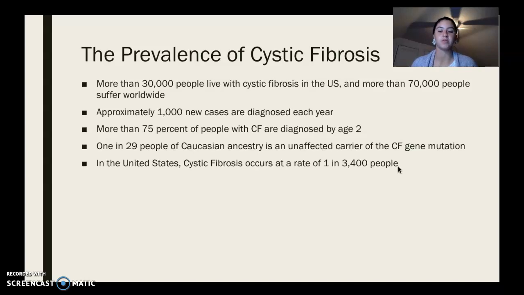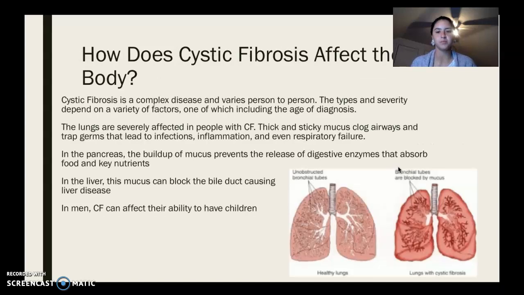1 in 29 people of Caucasian ancestry are unaffected carriers of the CF gene mutation. So that means that they carry the CF gene mutation, but they don't show any symptoms of CF. In the United States, cystic fibrosis occurs at a rate of 1 in 3,400 people. So cystic fibrosis is really prevalent in the United States as well as the rest of the world.